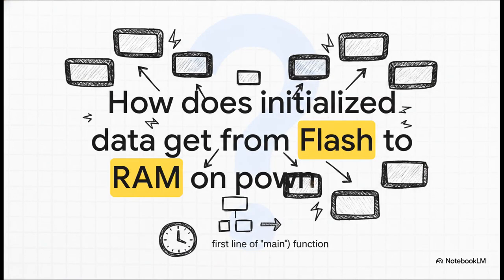So we've built a pretty solid map of our memory now. We know that .text is in Flash, and .data and .bss are in RAM. But that leaves one final burning question. If those .data variables live in RAM, but their initial values are stored permanently in Flash, how do they get there? What kind of magic happens between the moment you apply power and the very first line of your main function?